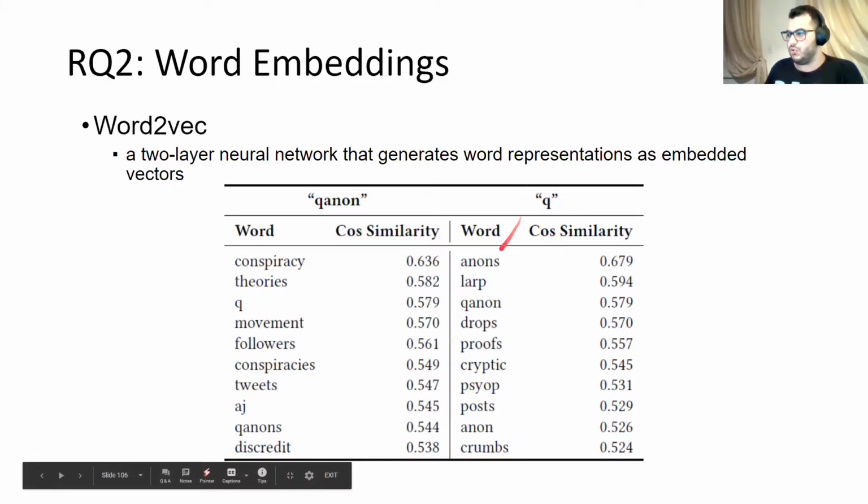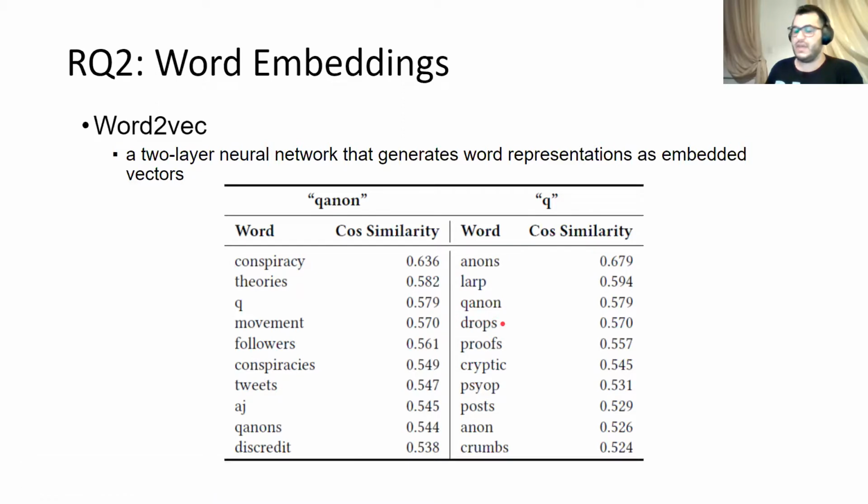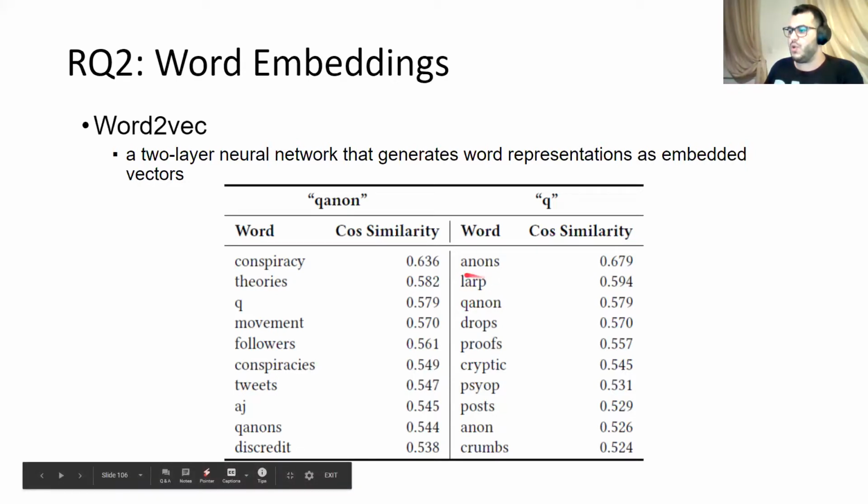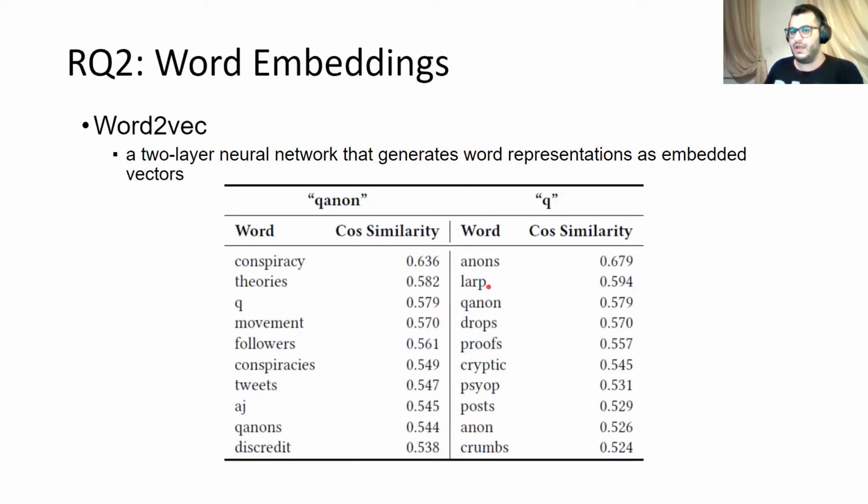But when it comes to Q, we see drops here, which represent the messages that Q drops on 4chan and 8kun, that they call Q drops. We find words like cryptic messages, psychological operations, that the government is supposedly doing to control people, and so on. But we were interested in this keyword here, LARP. I'm gonna mention this in the next slides.